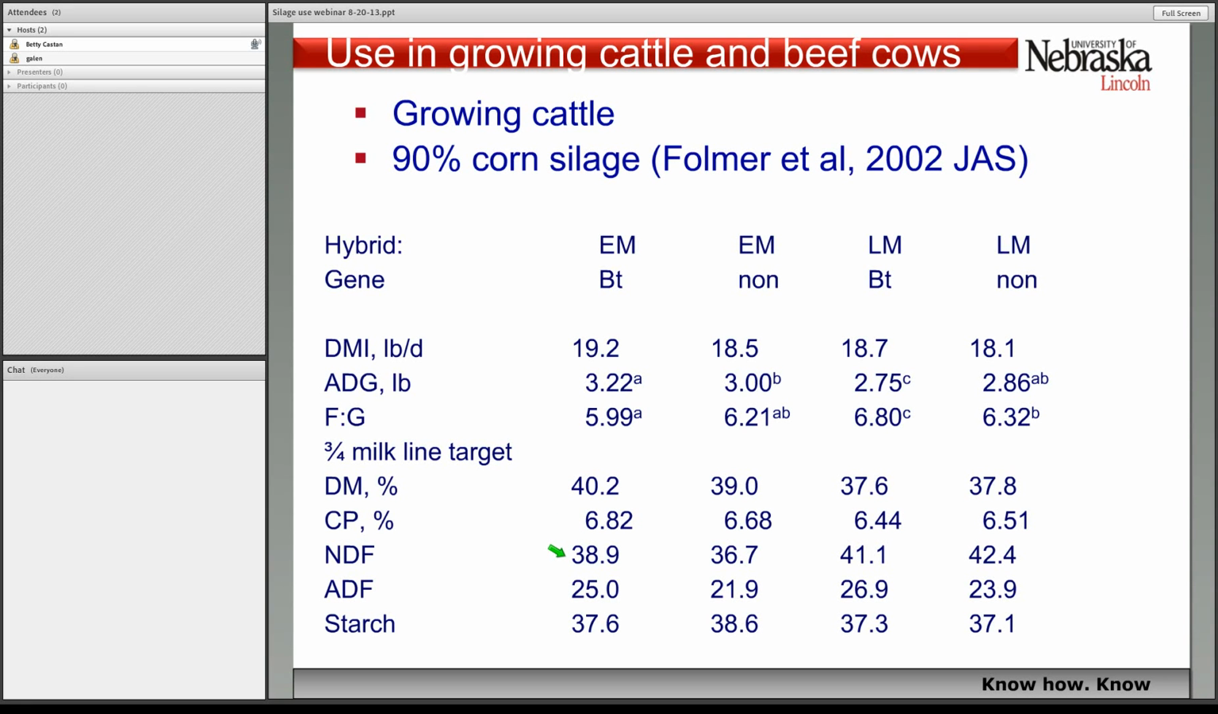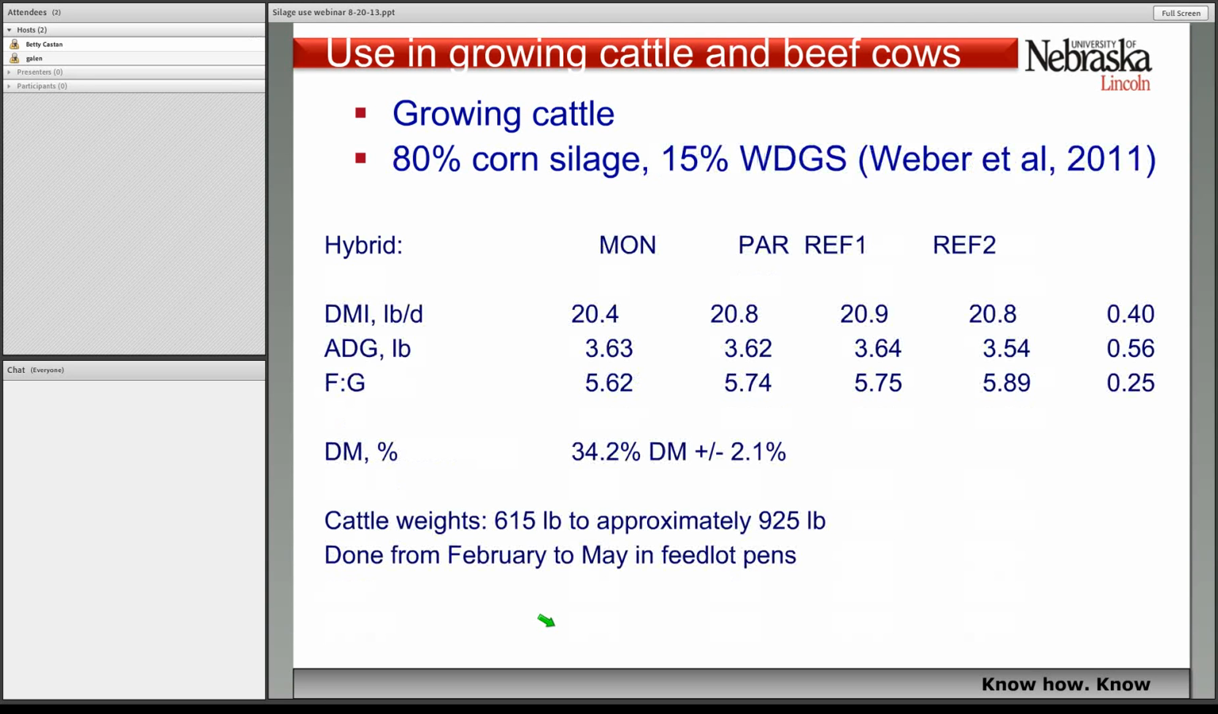But what probably explains the performance is the fiber content. Notice that the fiber content for NDF and ADF are a touch lower for the early maturing hybrid as compared to the late maturing hybrid. And then I provided the starch content as analyzed for those different hybrids, which didn't vary a lot. So my point is that if silages give different growing performance, it's likely related to the fiber content, which then dictates what the energy content is of the silage.